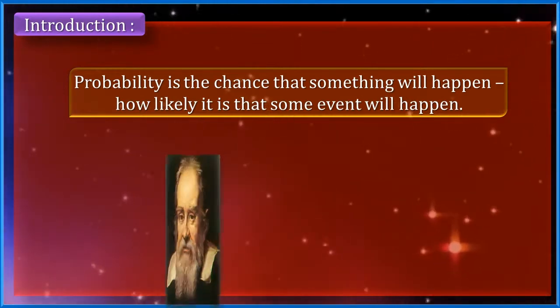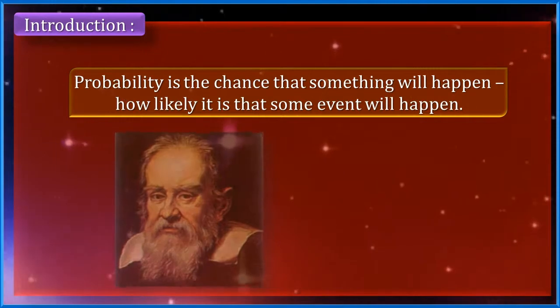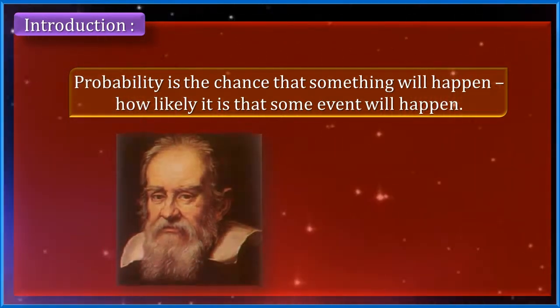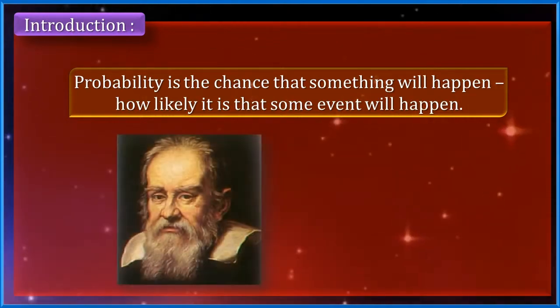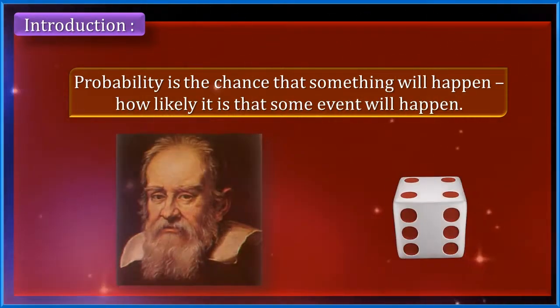Galileo, an Italian mathematician, was the first person to attempt a quantitative measure of probability while dealing with some problems related to the theory of dice in gambling.